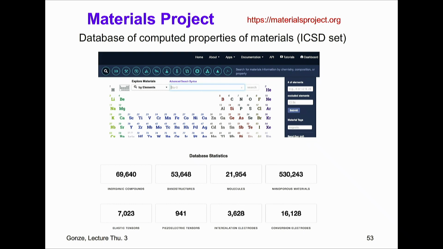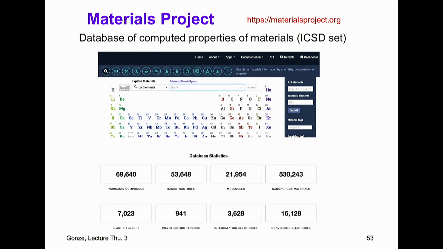https://materialsproject.org. It's a big database of computed properties of materials in which many inorganic compounds have an ID from the ICSD database, the Cambridge database for structure determination, if I'm not mistaken. And this is the portal of this Materials Project that also shows some database statistics.